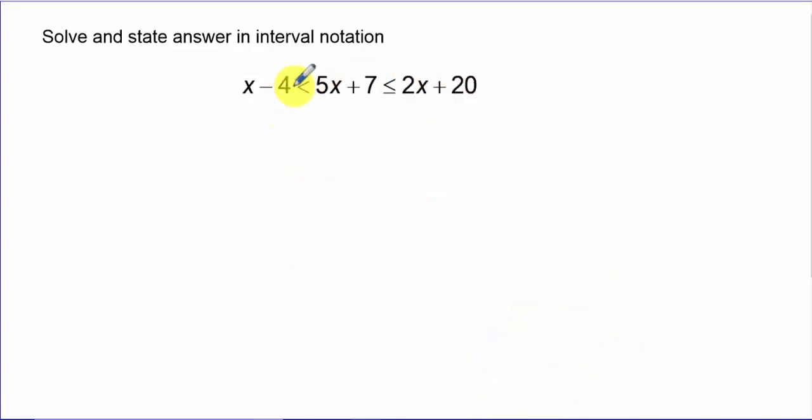Now, notice we have two inequalities in one set. So in order to do this problem, this again is a compound inequality. We're going to split this apart. This says x minus 4 is less than 5x plus 7, which is less than or equal to 2x plus 20.